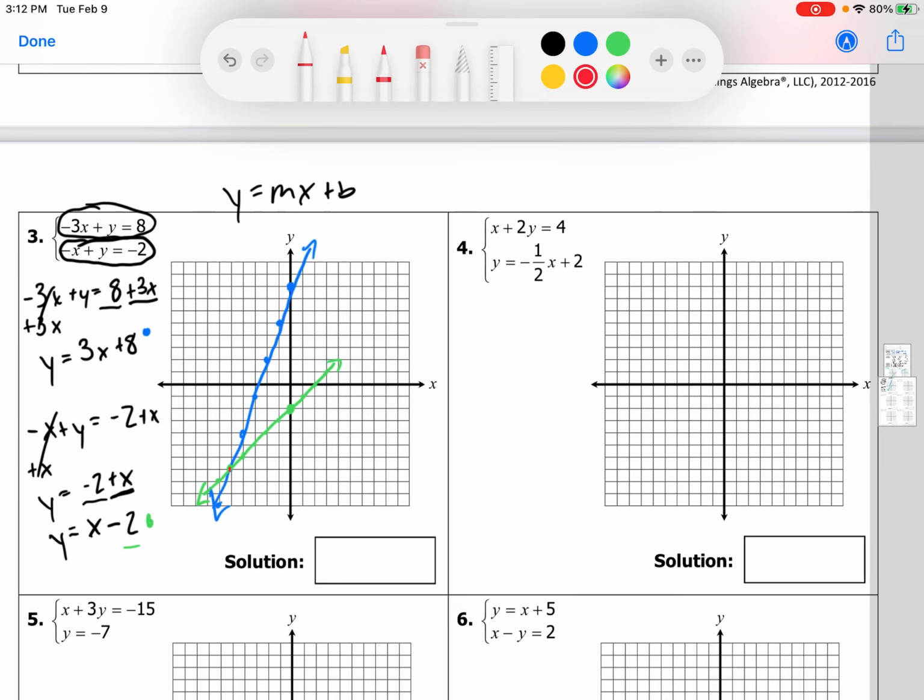Now I'm going to grab my red marker and I'm going to highlight this point where they intersect. And that point appears to be at -5, -7.